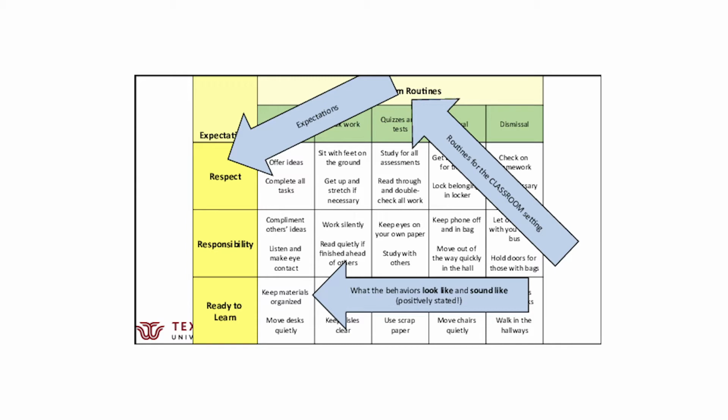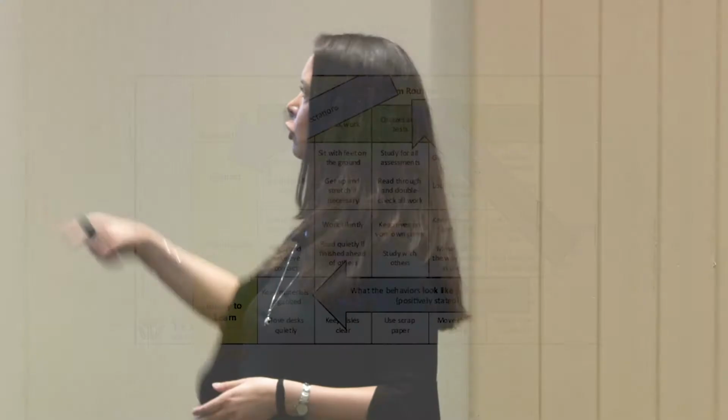So you have 2 to 3 specific behaviors. What does it look like to be respectful during group work? Well, it looks like offering ideas and completing all tasks. What does it look like to be ready to learn when you arrive? Close locker doors quietly, move chairs quietly. Please notice that it doesn't say don't slam. You want all of your behaviors to be stated positively. You want to remind people about what they should be doing rather than what they should not be doing. Okay?